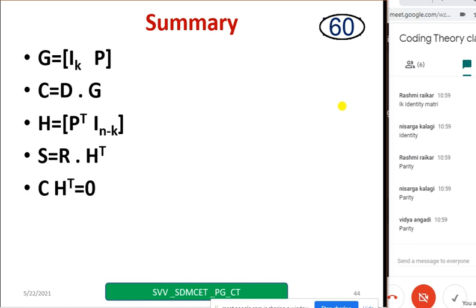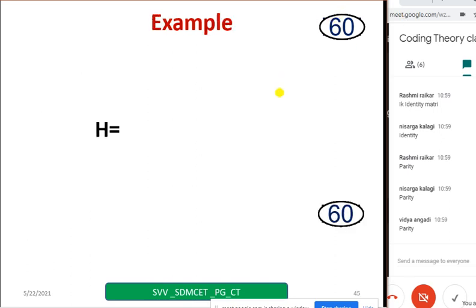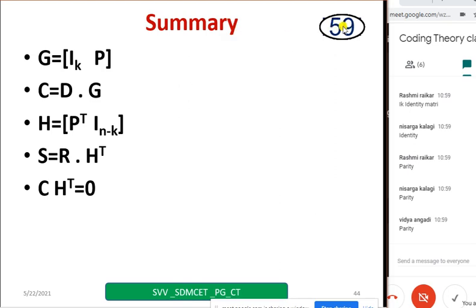G is I P. It is not a multiplication. I followed by P in the same matrix. C is D G. H equal to P transpose I. S equal to R H transpose. C H transpose equal to 0. Just copy down, write down in your notebook and read it at least 5 to 6 times now. G equal to I P, C equal to D G, H equal to P transpose I, S equal to R into H transpose, C H transpose equal to 0.